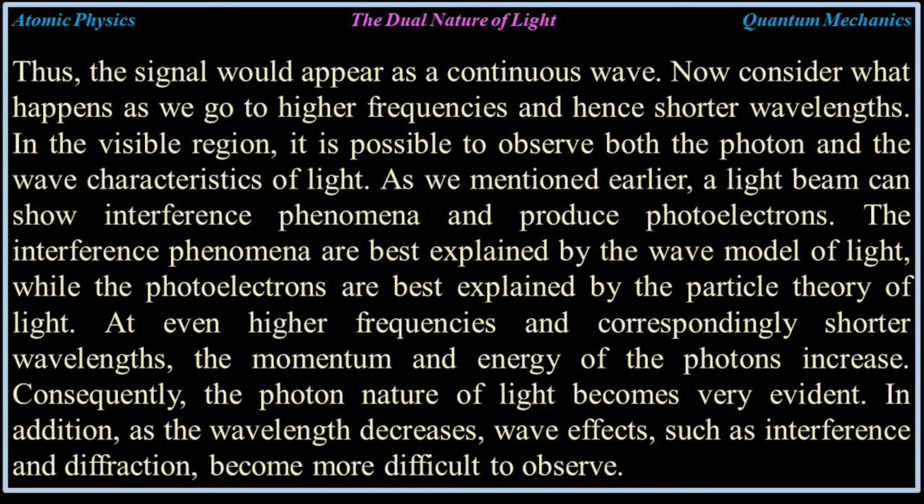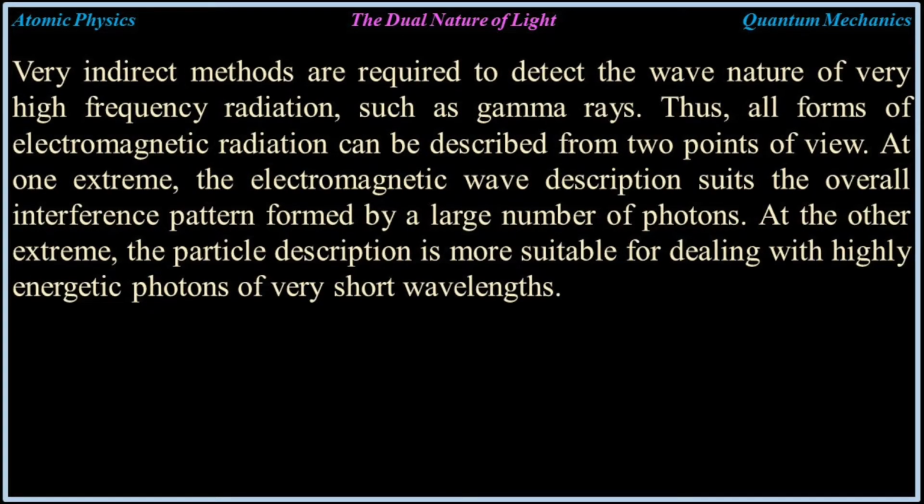Now consider what happens as we go to higher frequencies and hence shorter wavelengths. In the visible region, it is possible to observe both the photon and the wave characteristics of light. As we mentioned earlier, a light beam can show interference phenomena and produce photoelectrons. The interference phenomena are best explained by the wave model of light, while the photoelectrons are best explained by the particle theory of light. At even higher frequencies and correspondingly shorter wavelengths, the momentum and energy of the photon increase. Consequently, the photon nature of light becomes very evident. In addition, as the wavelength decreases, wave effects such as interference and diffraction become more difficult to observe. Very indirect methods are required to detect the wave nature of very high frequency radiation, such as gamma rays.